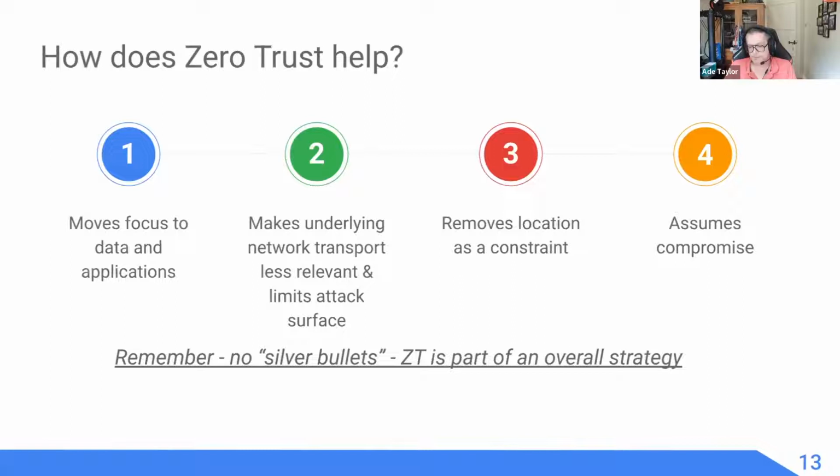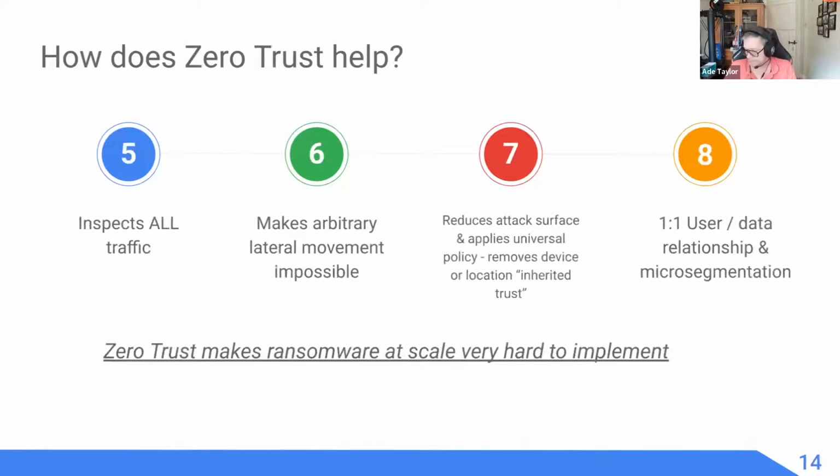And perhaps most importantly of all, we assume compromise. We assume the trust-nothing tenet that Ian mentioned. We assume that everybody is bad, right? That everything until proved otherwise is compromised. Can I go to the next one, please, Ian? Thank you.